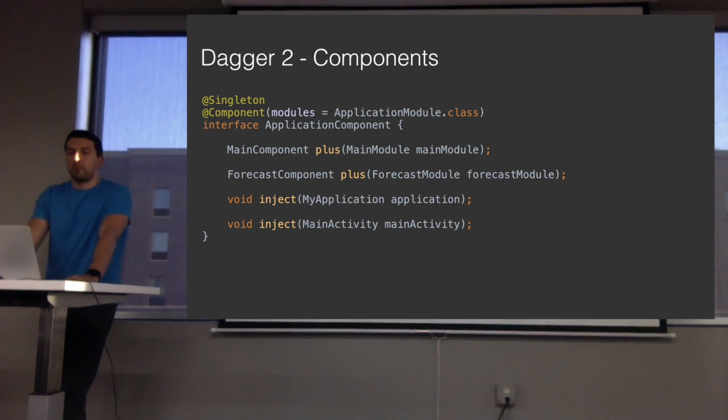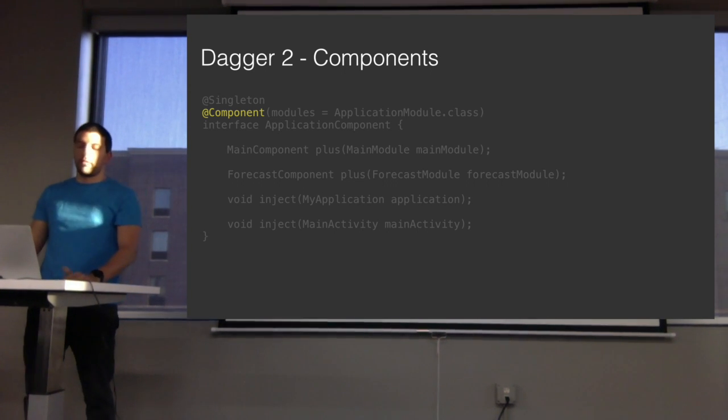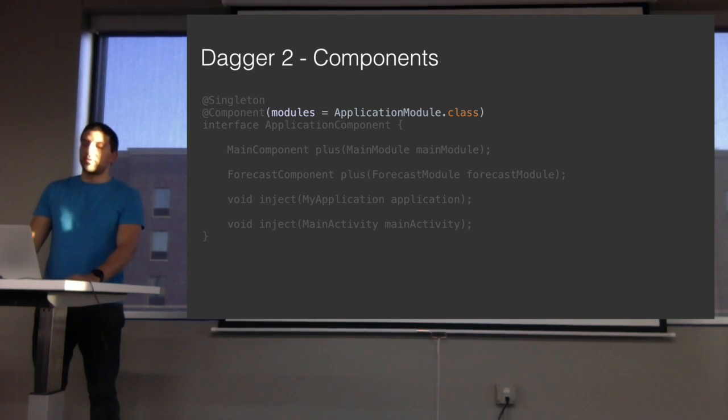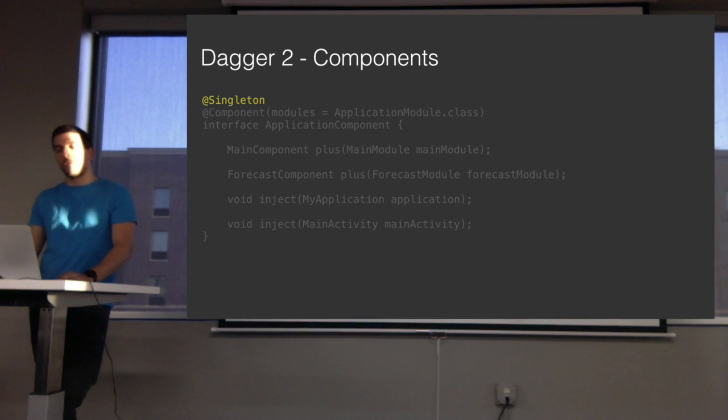Here's a potential component for that module, and we'll go through it piece by piece again here. The component annotation tells Dagger that this is a component, and you define which modules that component uses to satisfy its dependencies. And again, here's the scope annotation that matches the annotations we used in the module.